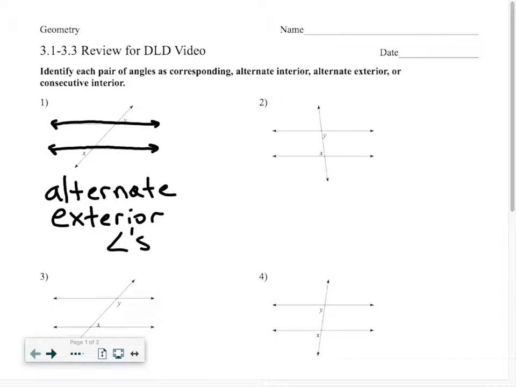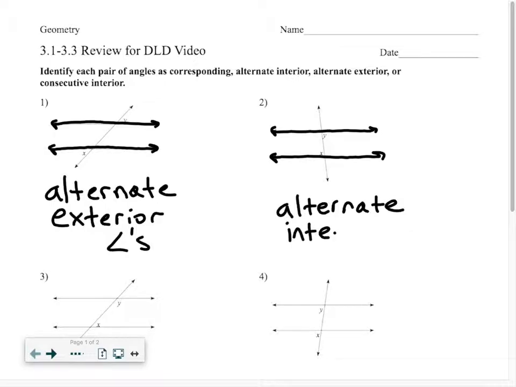Looking here at number 2, here are our two lines cut by a transversal. X and Y are inside of those, so they are interior angles. They are on opposite sides. X is clearly to the left of the transversal, Y is to the right, so they're alternate interior angles. These things should all be familiar.